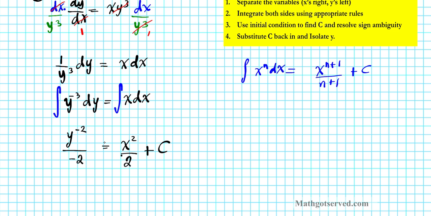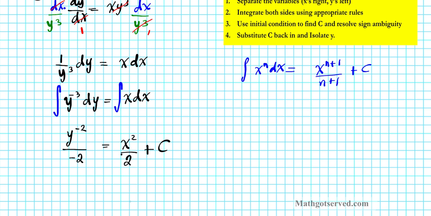Now this c is a combination of the c's from both sides, so it's customary to put it on just one side of the equation. Okay, now we can rewrite this. We have a negative exponent here. We can rewrite this as 1 over negative 1 over 2y squared equals x squared over 2. So after integration, this is a convenient place to find what c is.